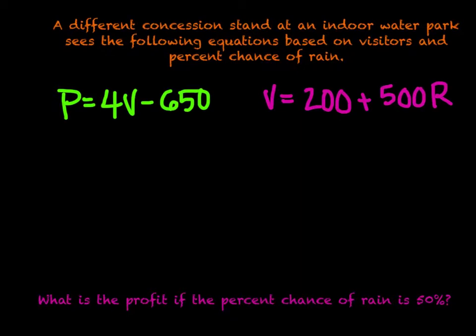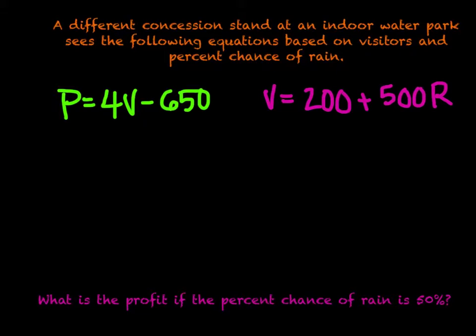So their profit is typically equal to 4 times V minus 650. So an average of $4 is spent per visitor, and then they have a base cost that they always have to pay each day of $650 for employees and insurance and that sort of thing. The number of visitors that come is 200 plus 500 times R. So this tells me that if there's a higher percent chance of rain, more people will come. It's an indoor water park, so that makes sense.